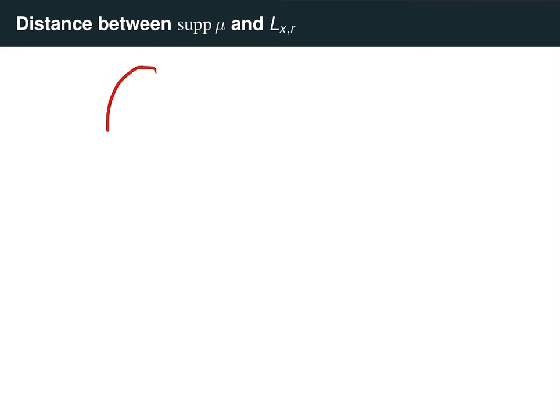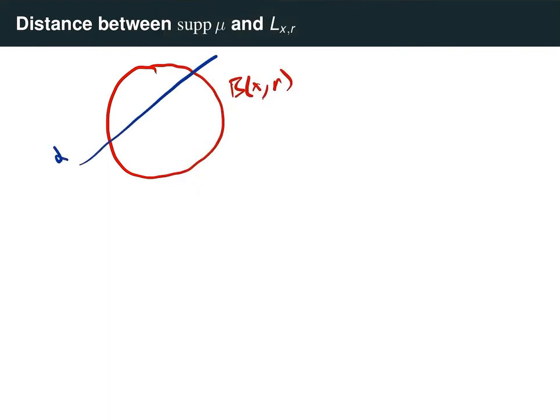So recall that the alpha number measures the distance between the measure mu and an affine measure inside the ball centered at x of radius r. It measures how flat my measure is inside this ball. And recall that L_{x,r} was the affine measure of best fit, or the affine measure that best approximates my measure mu inside this ball.